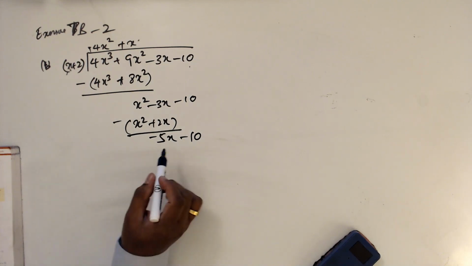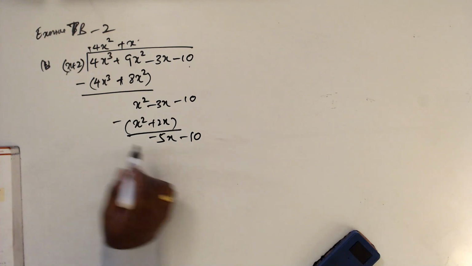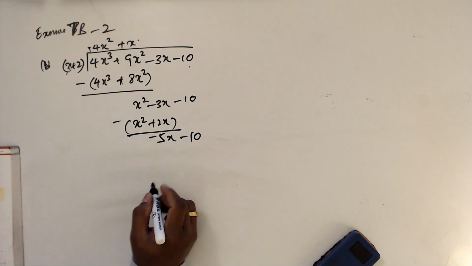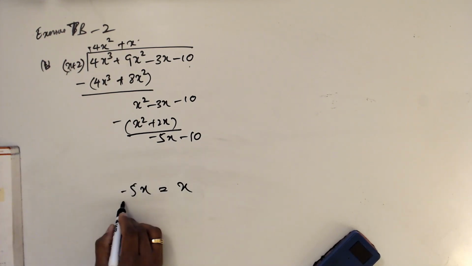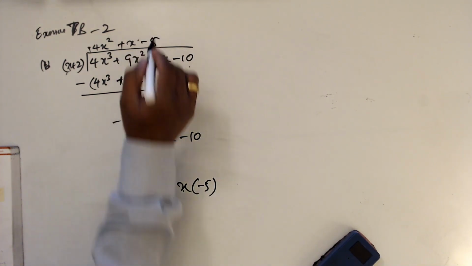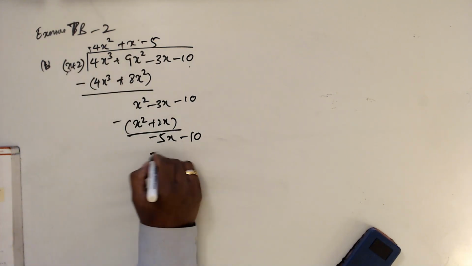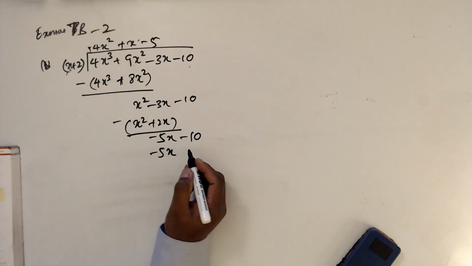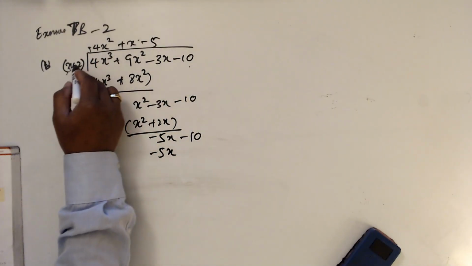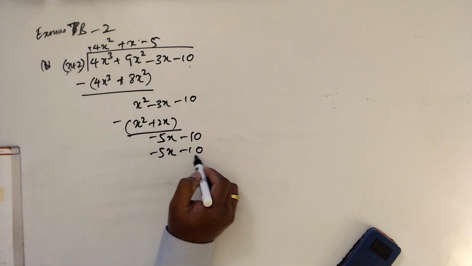Now minus 5x minus 10. Now you want to make minus 5x. X in your hand. What is the missing? Missing is minus 5. Then that number goes to here. Right? So minus 5x times x, minus 5x, and minus 5 times plus 2, minus 10. 5 times 2 is 10, minus times minus, right?